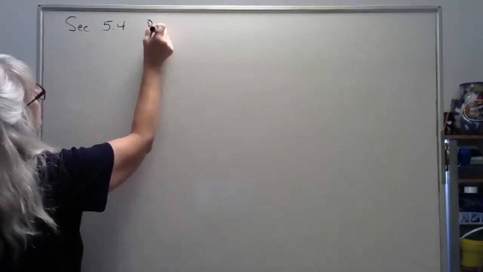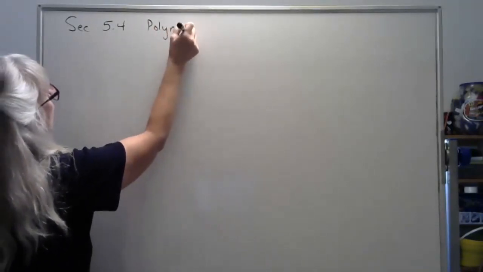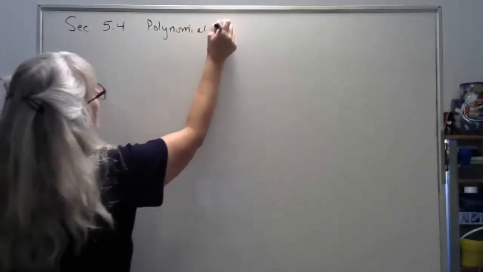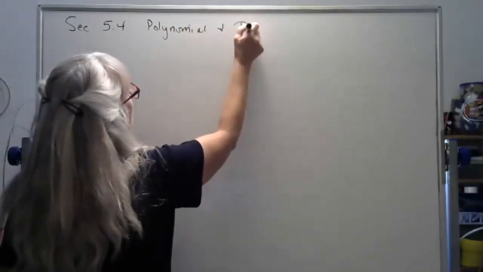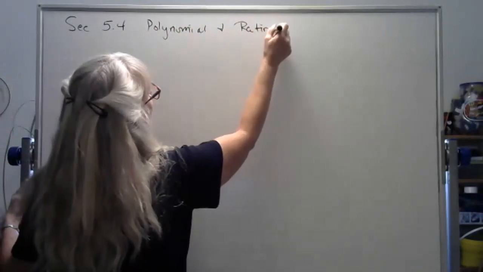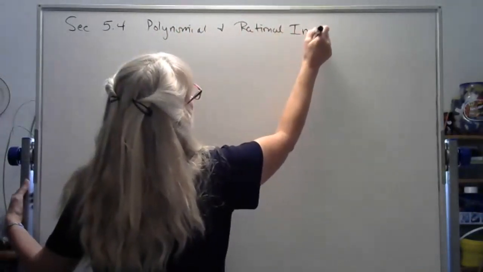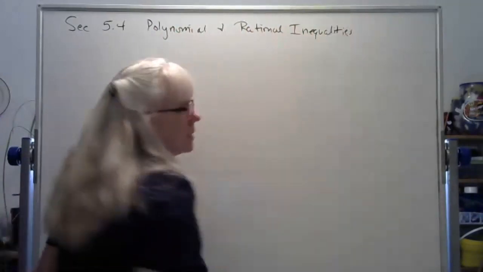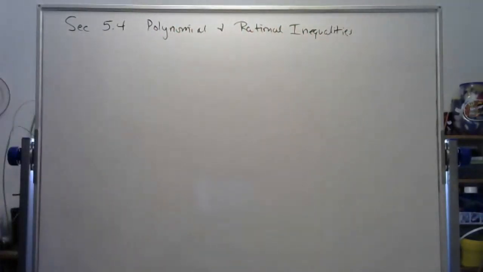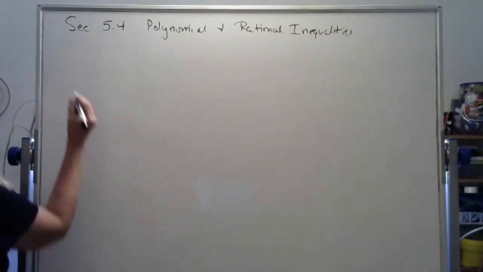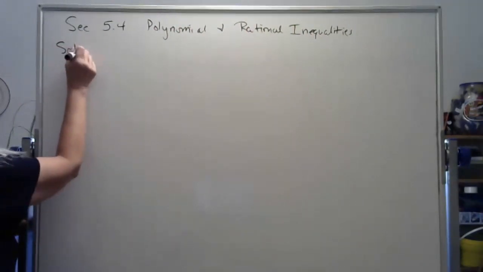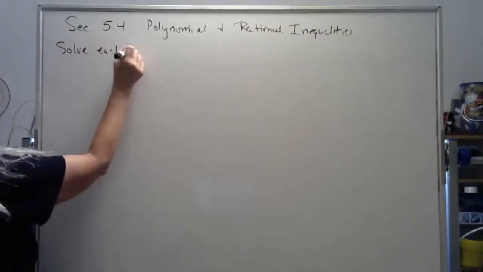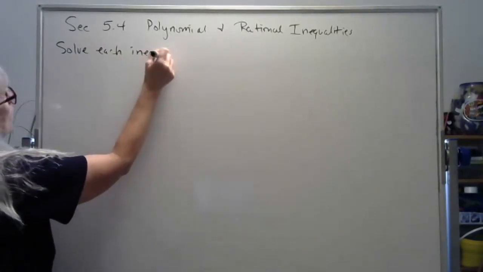So we're going to do polynomial and rational inequalities. Okay, so polynomial and rational inequalities. What we're going to do is the directions are going to look a lot different. They're just going to ask me to solve each inequality.